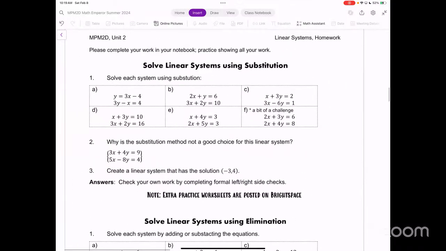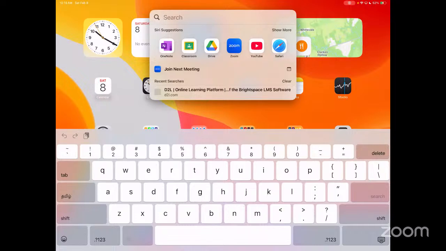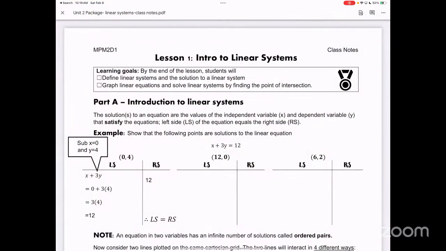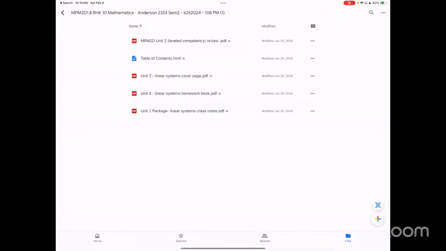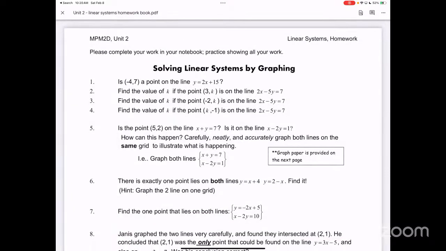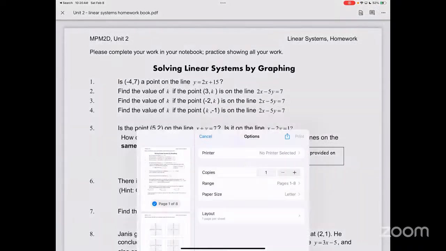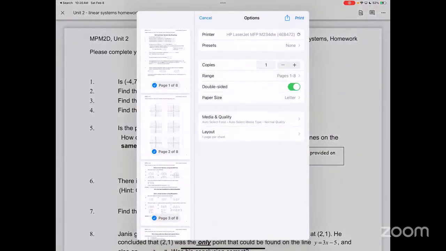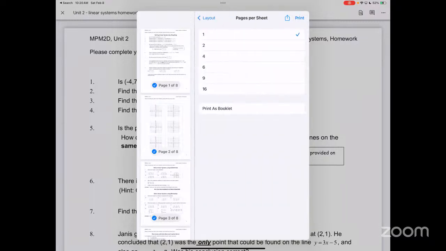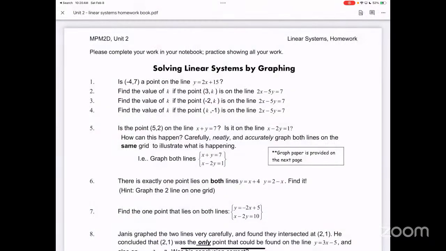So I need to print that for you. Give me a moment. Okay, so that's coming to you.